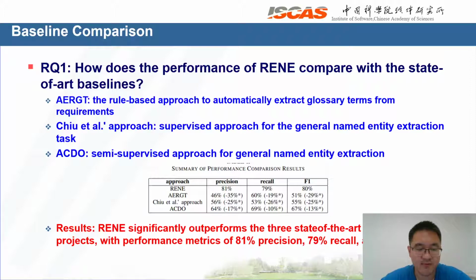In RQ1, we compare RANO with three state-of-the-art approaches, including a rule-based approach, a supervised approach, and an unsupervised approach. The results show that RANO outperformed the three baselines with a performance of 81% precision, 79% recall, and 89% F1.